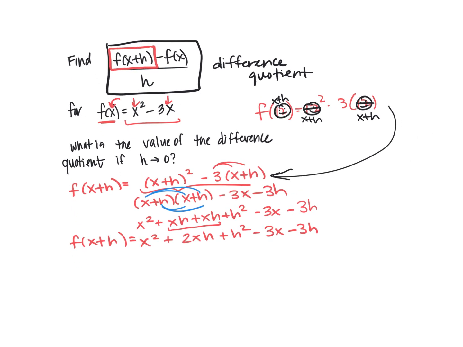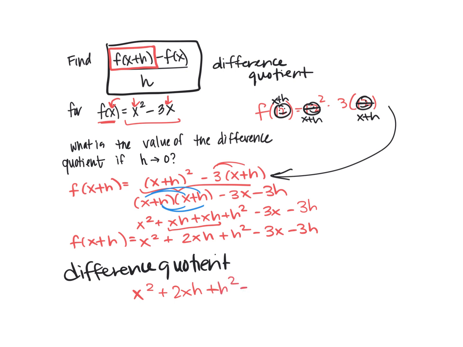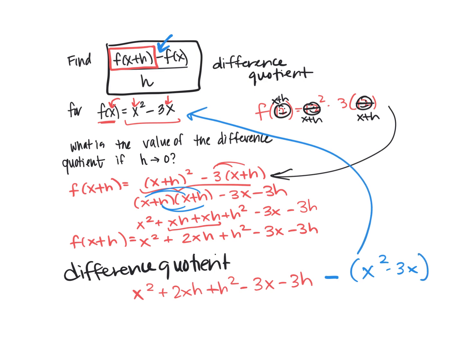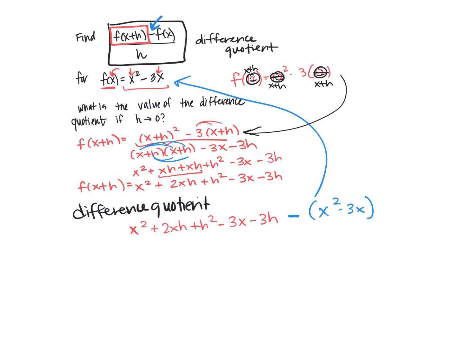So for the actual difference quotient, we need to put in that f of x plus h. So I'm going to write x squared plus 2xh plus h squared minus 3x minus 3h. And the difference quotient says we need to subtract off f of x. So minus f of x, that's already written for us right here as is, x squared minus 3x. Now it's minusing that whole quantity, so we're going to want to put parentheses around that so that we'll be able to change all those signs. And then this is all over h because that's what the formula says.